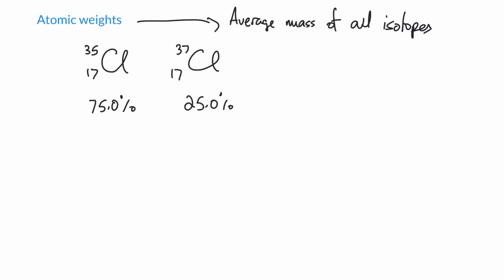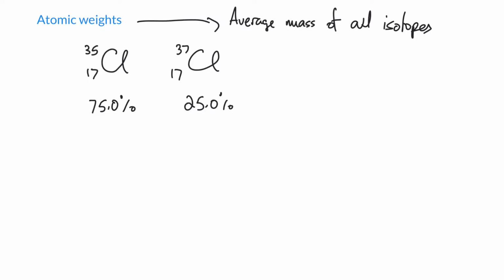The reason we have to weight it is that with chlorine, it's not 50-50 which one you get. So if you had 100 chlorine atoms, 75 of them would be chlorine 35, and only 25 of them would be chlorine 37. So if you just split the difference, added it up, divided by 2, and got 36, you would actually be off, because more likely you're going to pick out a chlorine 35. So we have to account for that.